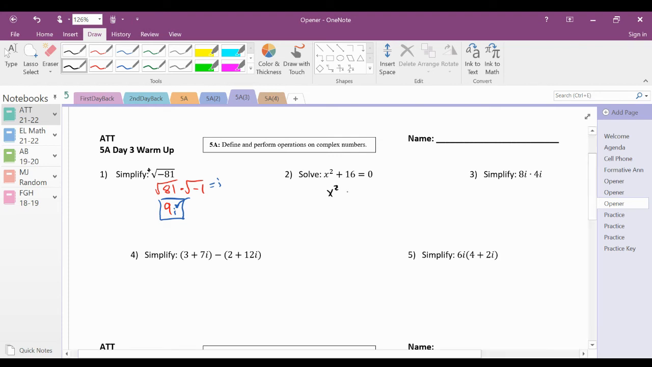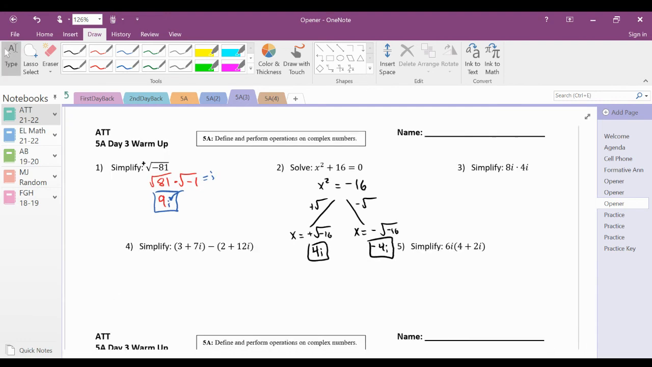Solving, however, once we move 16 over to the other side by subtracting 16 on both sides, when we square root, we do introduce both a positive square root and a negative square root. So we know that x could be the positive square root of negative 16, aka 4i, or x could equal the negative square root of negative 16, or negative 4i. So that is where you get two answers when you are solving and introduce both positive and negative square roots.